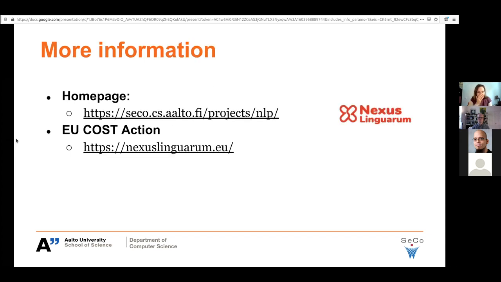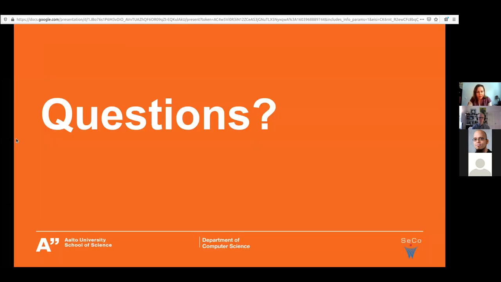For more information, we have our homepage, and we are also part of the Nexus Linguarum EU Cost Action, where we are developing and discussing what we're doing with other EU member states and people from them. Any questions? Thank you.